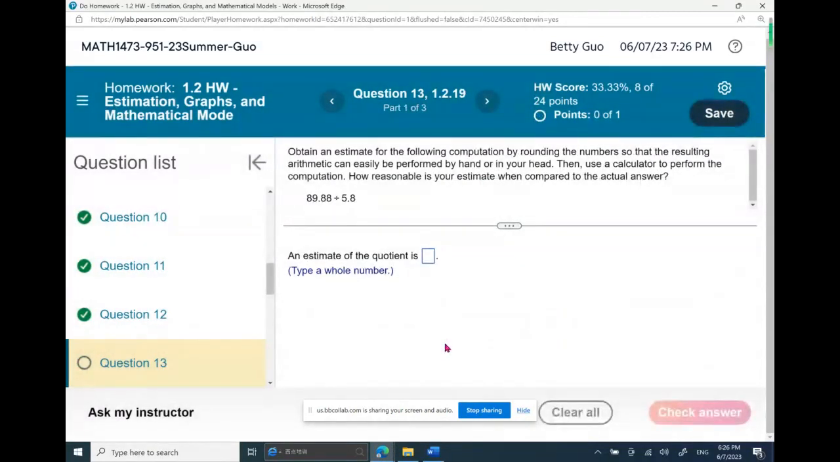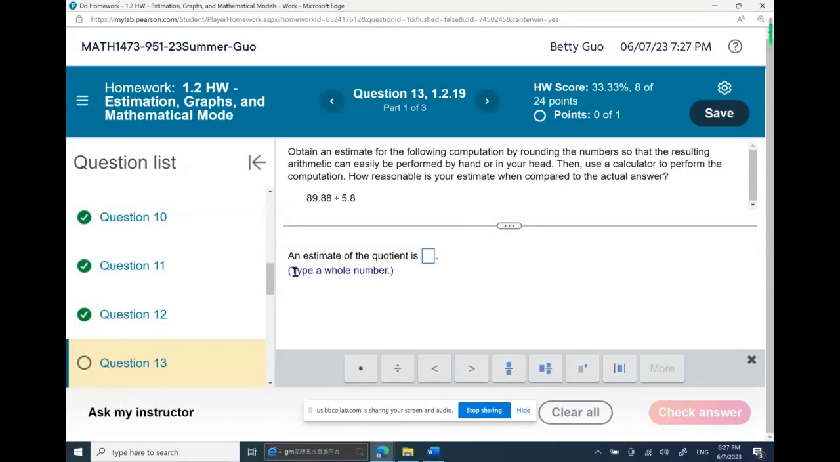Okay, number 13. Same requirement. Easily performed by hand or in your head. Okay, so I want to perform that in my head. The first number, I'm going to round it to 90, very close to 90, right? And the second number, 5.8, I'm going to round it to 6. 90 divided by 6 is 15, right? Yeah, 15. Type a whole number. We do get a whole number by using that rounding.